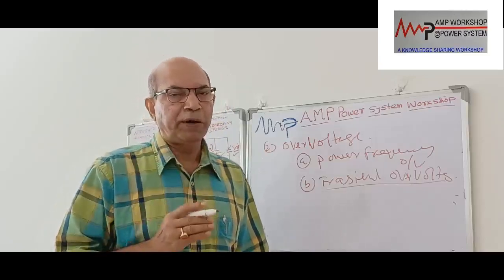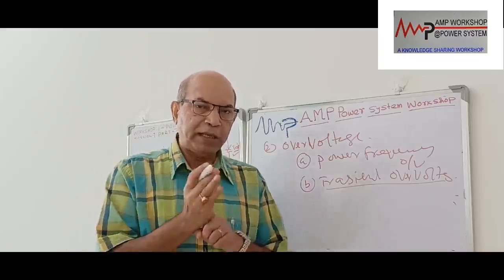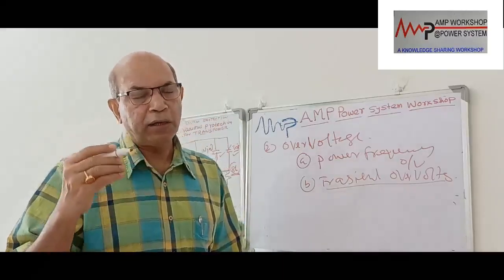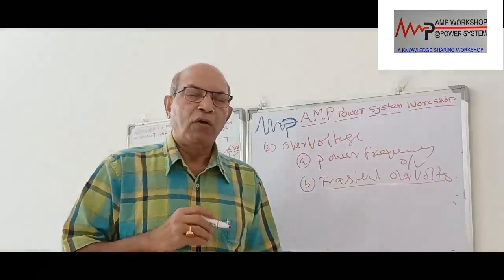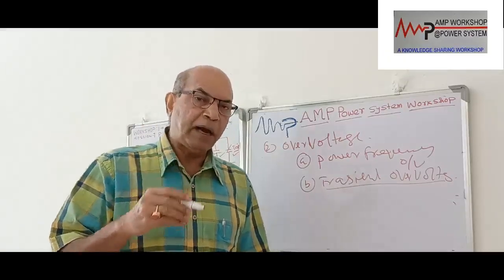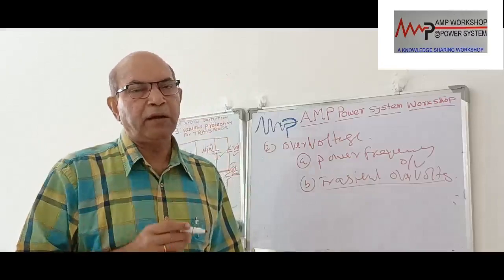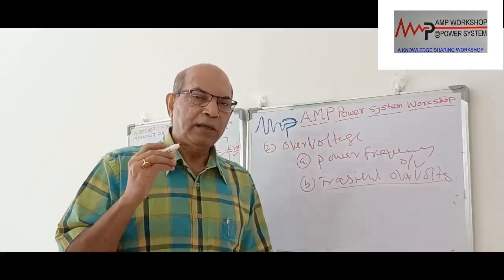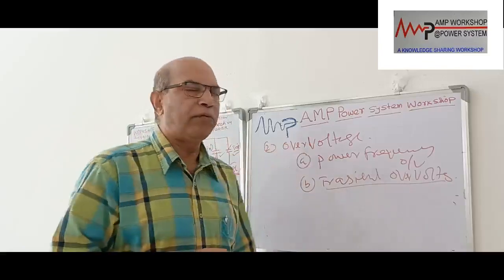Now during this operation, if there is pre-arcing, arcing before making the contact, or multiple arcing during making the contact, then there is a chance of over voltage in the winding. Then over voltage can be generated in the winding.